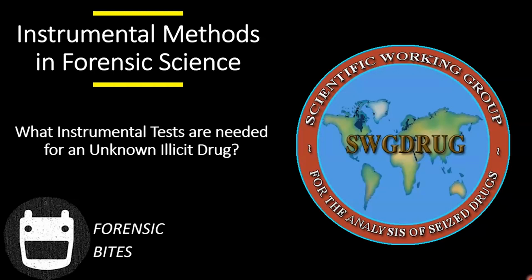Hello, and welcome back to Forensic Bites and our series on instrumental methods in forensic science. Today we're going to be talking about what instrumental tests are needed to characterise unknown illicit drug samples.